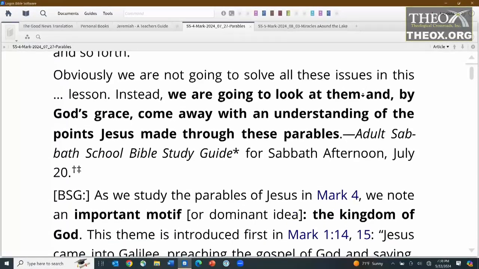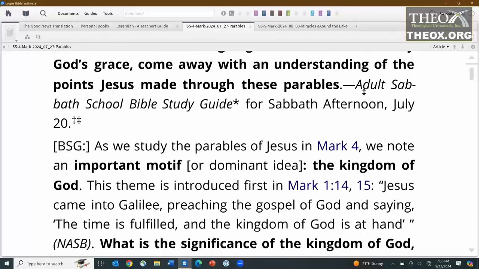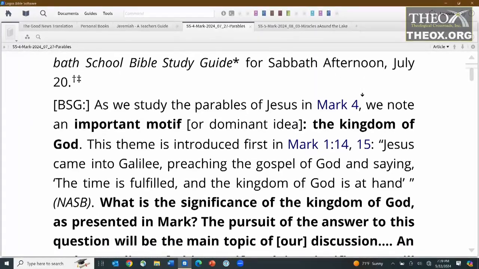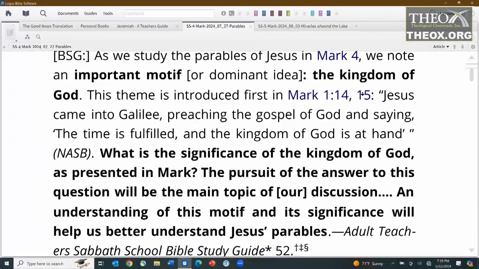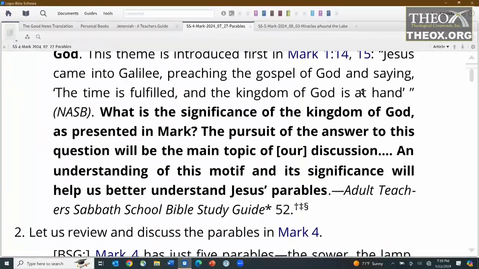As we study the parables of Jesus in Mark 4, we note an important motif or a dominant idea, the kingdom of God. Right up front now, you should think of two things when someone says kingdom of God. What two things can you think of immediately? Think of heaven. Heaven is obvious. Place where God lives. That's another way to say heaven, I guess. Really, if you take the examples of the Bible, the disciples thought the kingdom of God was here because Jesus was here. So this theme is introduced in Mark 1:14 and 15: Jesus came into Galilee preaching the gospel of God and saying, the time is fulfilled and the kingdom of God is at hand. Translated from the New American Standard Bible.